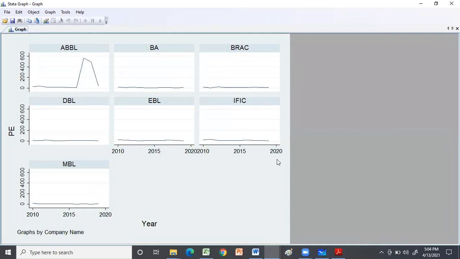দেখতে পাচ্ছেন? Yes, sir. Can you all see the 7 graphs? Okay. These 7 graphs are generated for a 10 years period for the dependent variable price earning ratio. Only the ABBL bank's price earning ratio was different between the years 2016 to 2017. All other banks' ratios are almost the same. There is no panel effect. There is no change between the groups in the price earning ratio of those 7 banks.